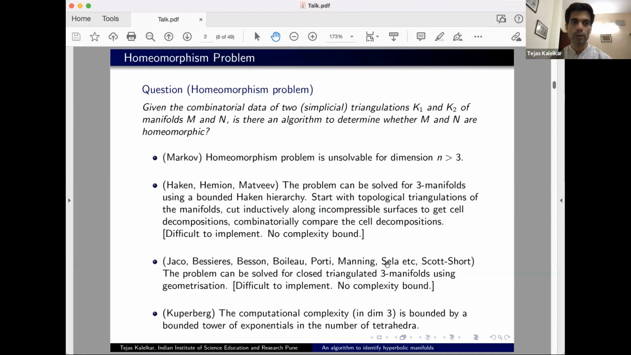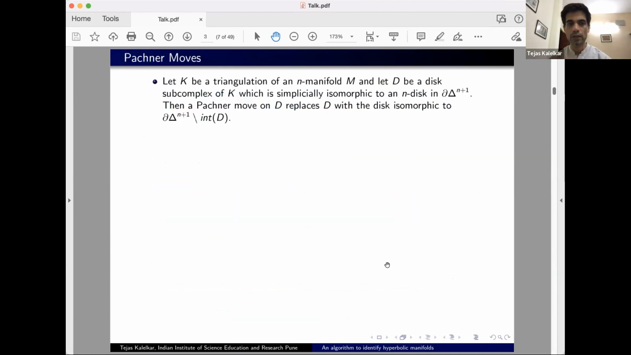Now, if the question is to get an actual runtime bound on the algorithm for solving this homeomorphism problem, the first step, the most amenable way of going about it, is via something called Pachner moves. So if K is a triangulation of an n-dimensional manifold, and D is a disk subcomplex of K which is simplicially isomorphic to a disk on the boundary of an n+1 simplex, then a Pachner move on D replaces D with a disk which is isomorphic to the complement of D on the boundary of this n+1 simplex. So it's a lot to take in. It's easier to see this with some examples.